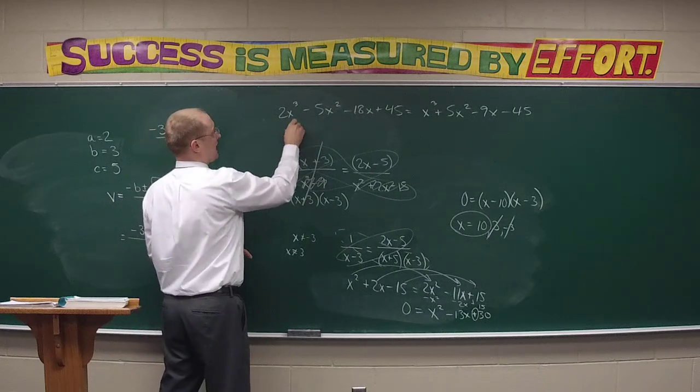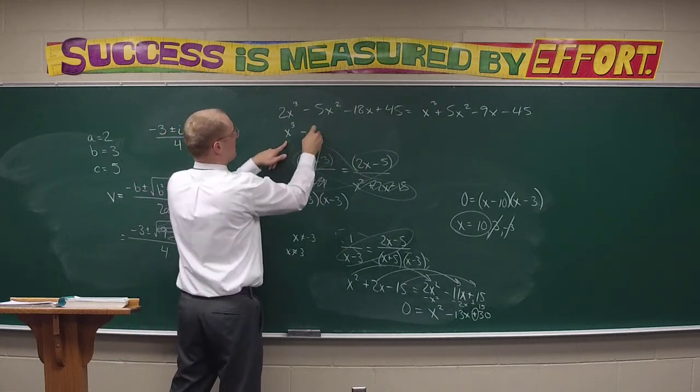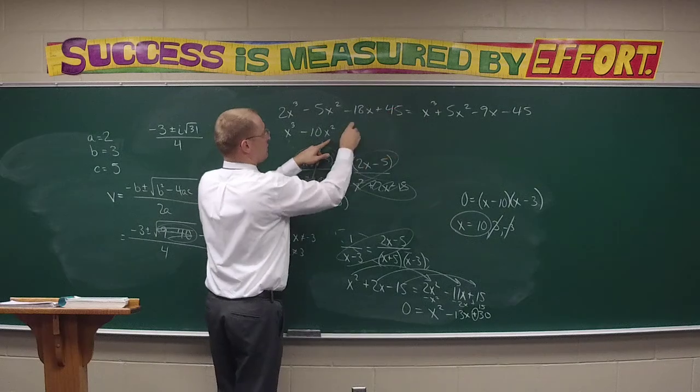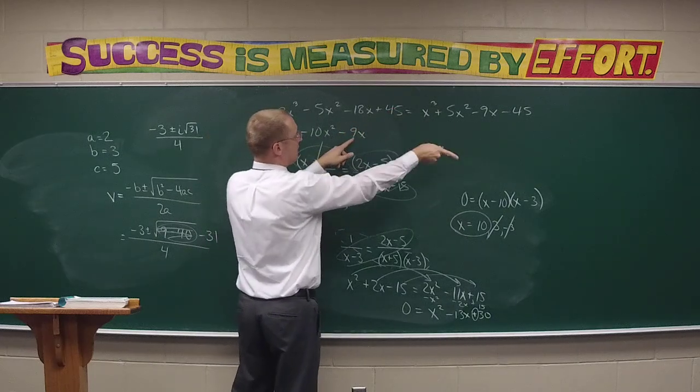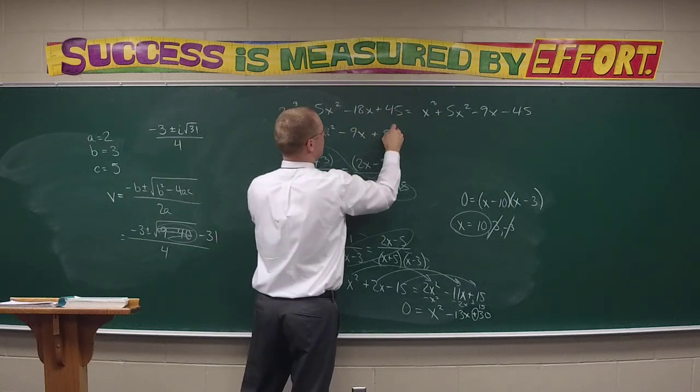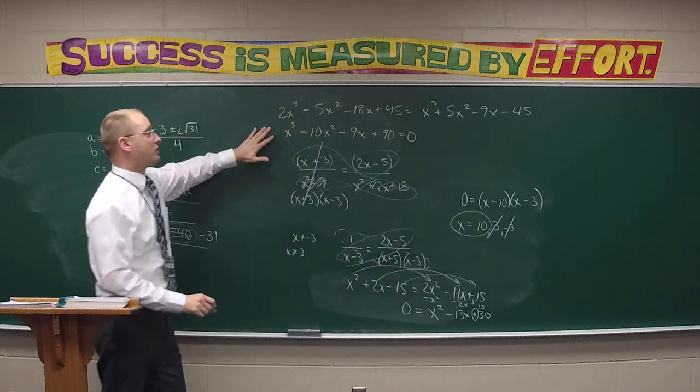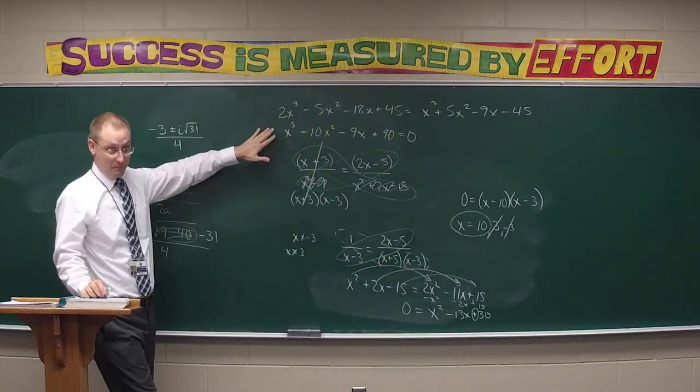Bring the x cubed over as a negative to get x cubed. Bring the 5x squared as a negative to get negative 10x squared. Bring the negative 9x over as a positive to get negative 9x. Bring the negative 45 over as a positive to get positive 90. All equal to 0. Now, this goes a step ahead of where we're ready for.